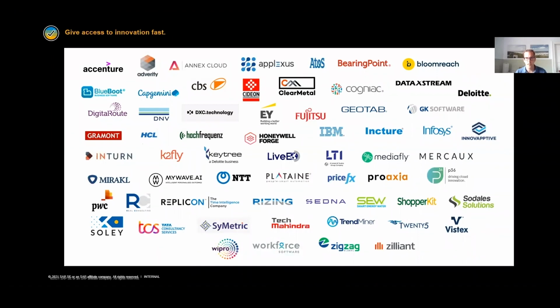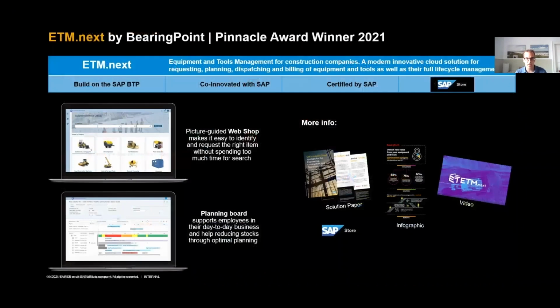that we have here. And one example where we see this is the Pinnacle Award winner 2021, where Bearing Point built a solution called ETM Next. ETM stands for Equipment and Tools Management, that is really aiming at construction companies. And this is a cloud solution built on the business technology platform for requesting, planning, dispatching, and billing of equipment and tools throughout the complete life cycle.